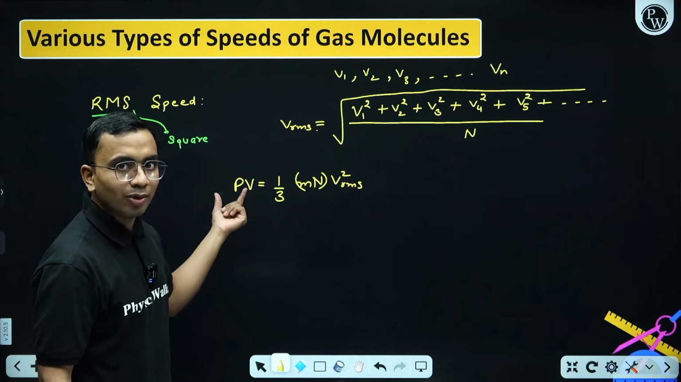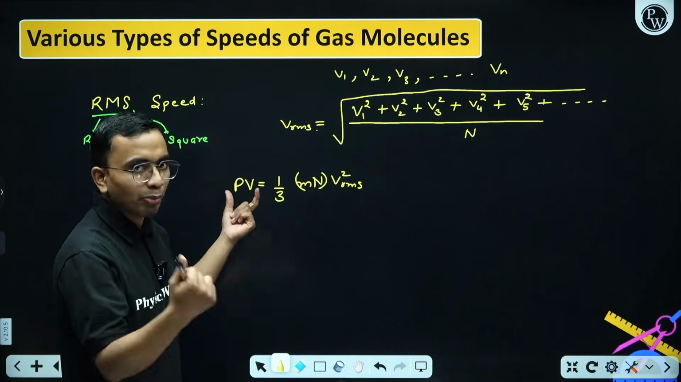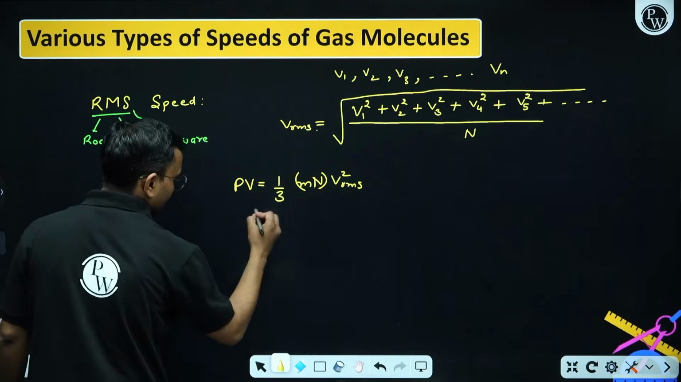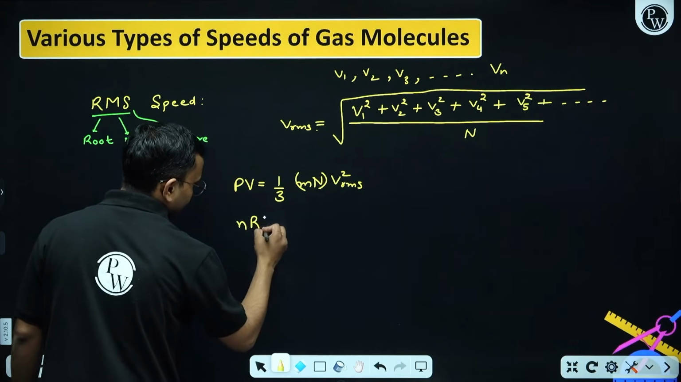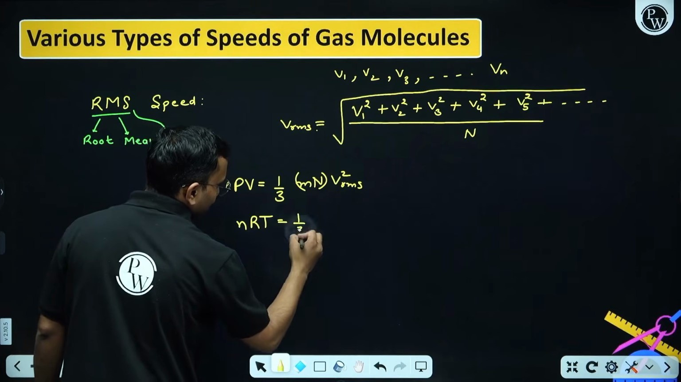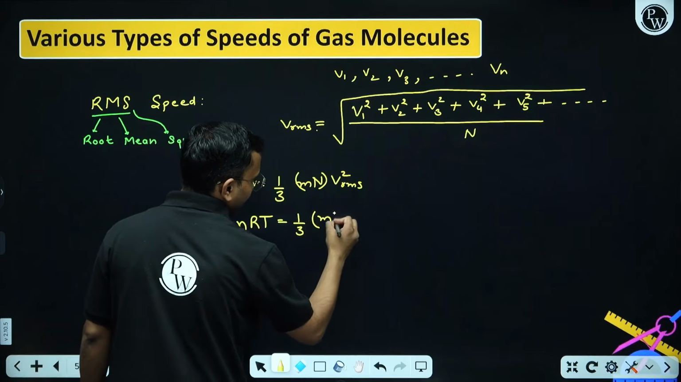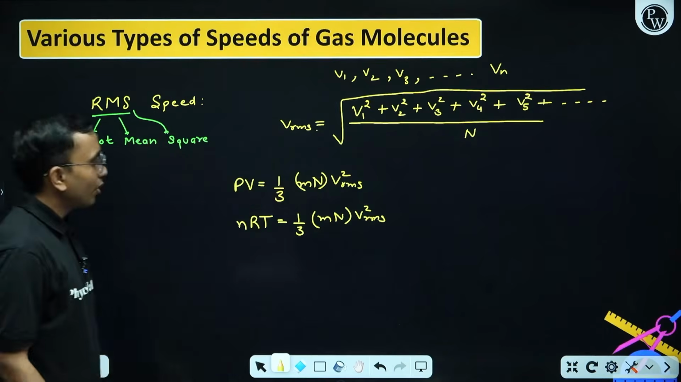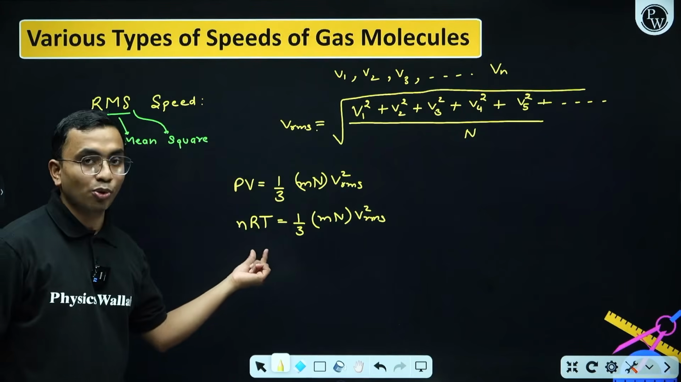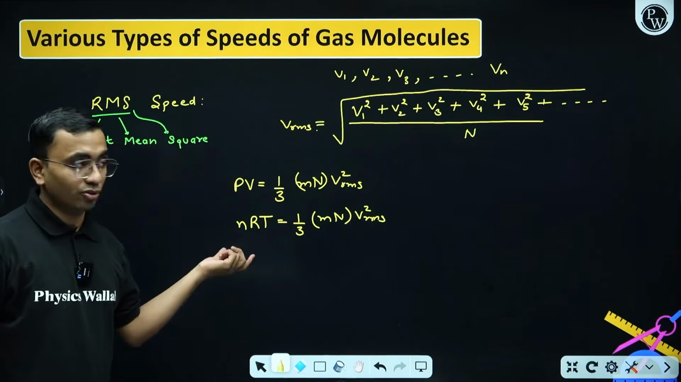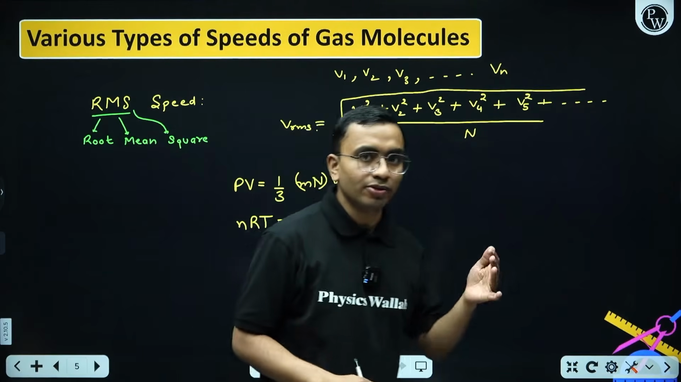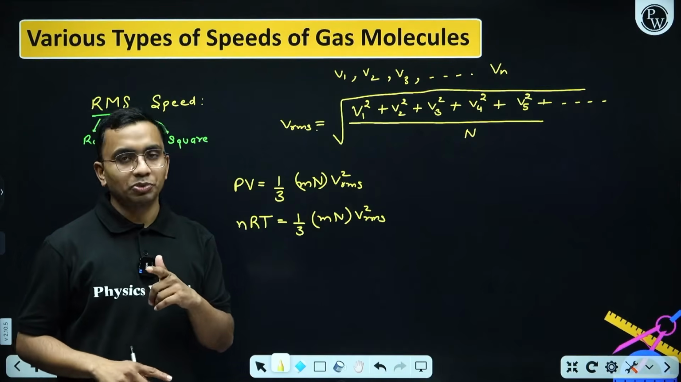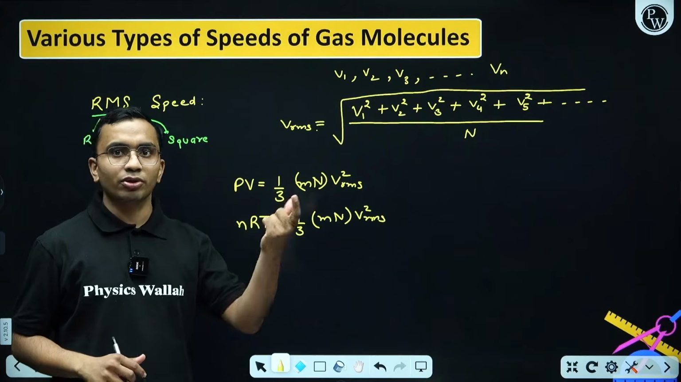Now, from the ideal gas law that we will derive in a while, I am using that here. So PV we know is equal to nRT. So nRT is basically equal to 1 by 3 m into N into VRMS square. What is n? n is the number of moles. The number of moles formula you can write in terms of mass also, like the given mass divided by the molar mass, or you can write it in terms of the number of molecules, that is number of molecules divided by the Avogadro number.